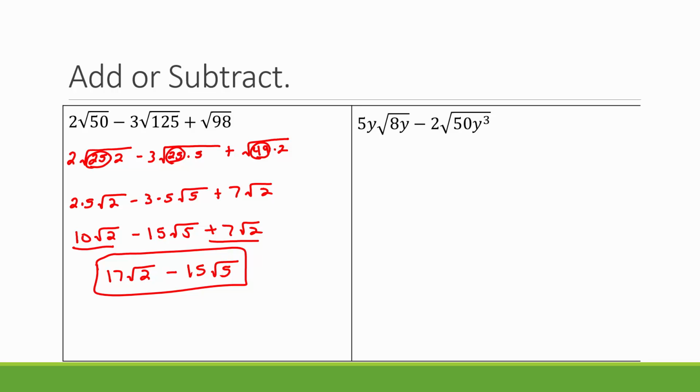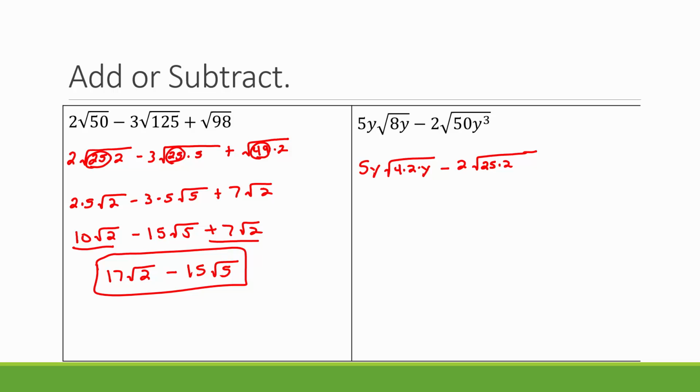All right, and the last problem that we're going to look at in this video is 5y times the square root of 8y minus 2 times the square root of 50 times y to the third. So 8y is not a perfect square, but it does have a perfect square factor of 4. So I'm going to write that as 4 times 2 times y. 50 is not a perfect square. However, it does have a perfect square factor of 25. So I can rewrite that as 25 times 2.